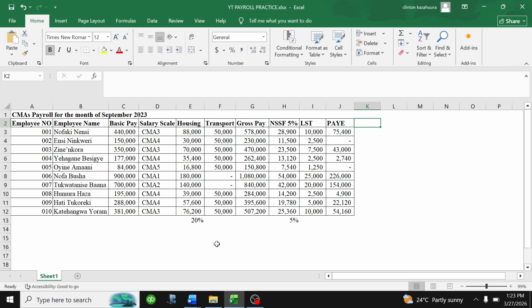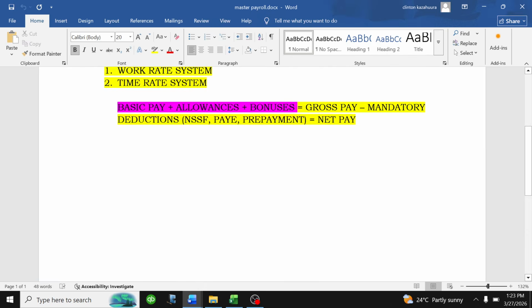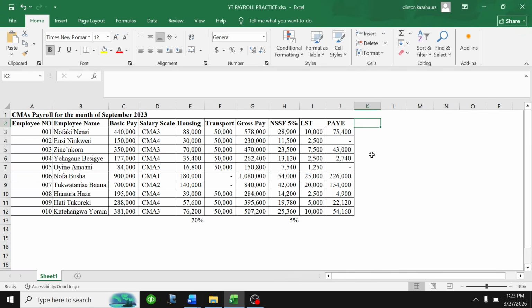Today we finish up our series on payroll. This is the number that we did last time on work rate, and today we are focusing on number 2, the system for the time rate system, where we pay employees depending on the amount of time that they have worked. So we begin straight away.